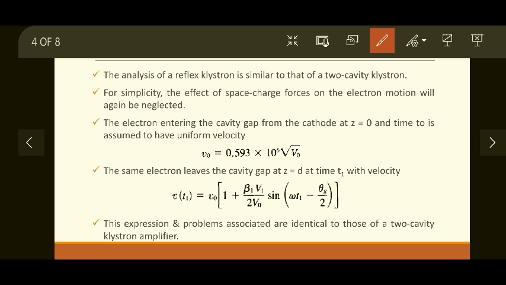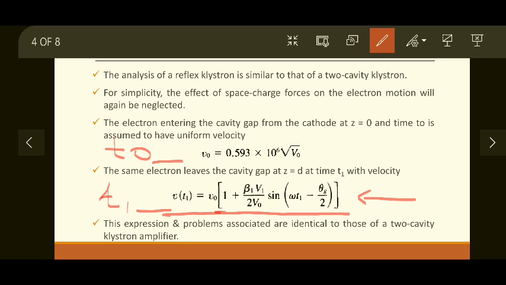Now the same electron leaves the cavity at distance d at time t1 with velocity nu of t1 equal to nu 0 plus the change in velocity. We have seen the derivation of this in the case of the two cavity klystron. So this is the equation of velocity at time t1, at time t0 and at time t1. This expression and the problems associated with it are identical to those of the two cavity klystron amplifier. So up to this point it is the same as the two cavity klystron amplifier.